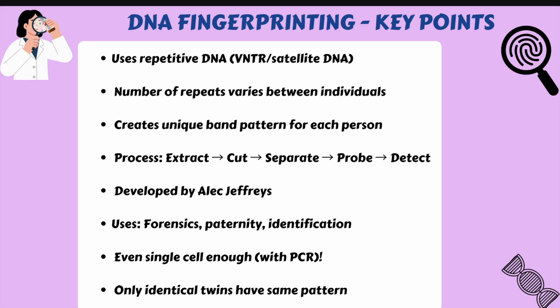Now, here is a quick summary of what we have learned so far. This method of DNA fingerprinting was developed by Alec Jeffreys. It identifies individuals by analyzing unique, highly variable DNA sequences called VNTRs. The process involves extraction, digestion, separation, and hybridization. It creates a distinct genetic barcode used for identification and forensics.